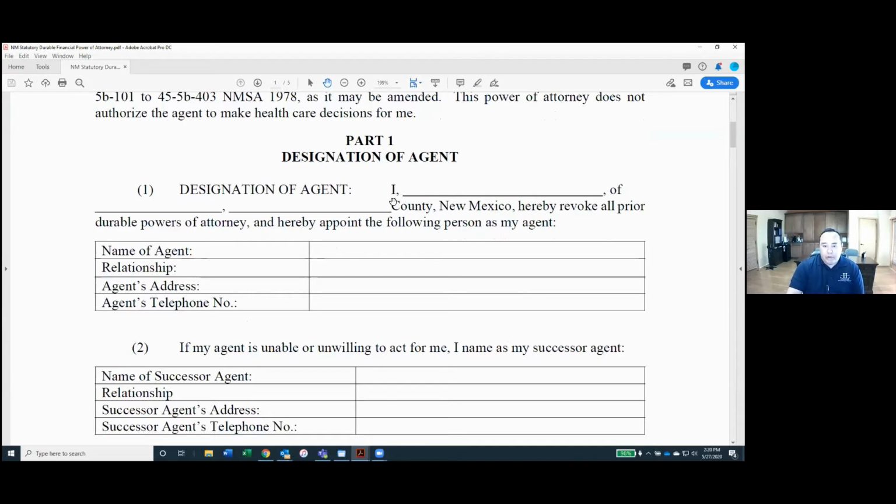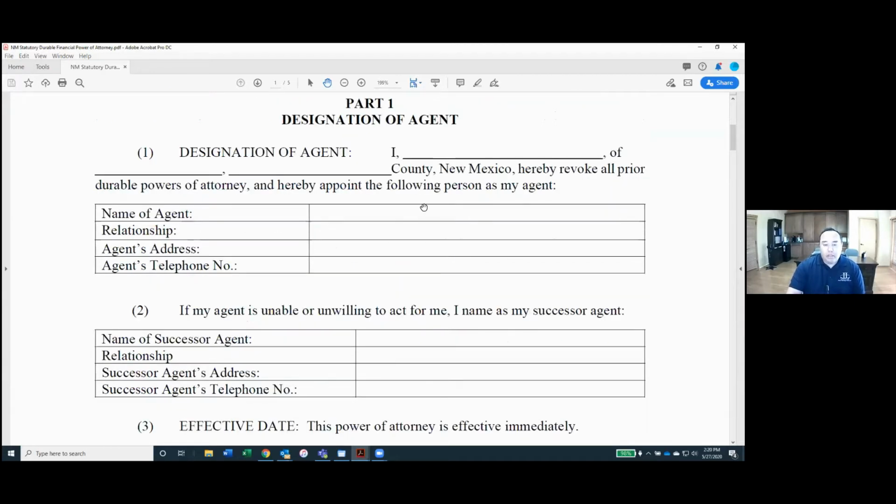So for this section where it says I blank, again, that's where you insert your name, of the city where you're from, and then the county where you're from. You appoint the following person as your agent. So this is where you would list the name of your agent, their relationship to you, their address, and their phone number. And when you consider who you should designate as your agent, you want to be very mindful and thoughtful about this. This is going to be somebody who has a pretty broad grant of authority and power to act on your behalf. So you want to make sure that it's somebody that you trust completely and that you have no concerns about them perhaps taking advantage or misusing this power of attorney.